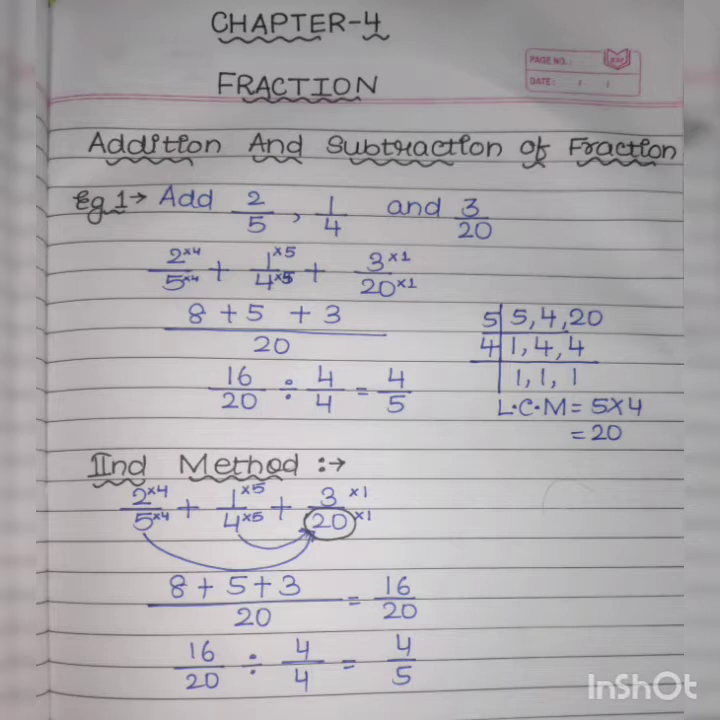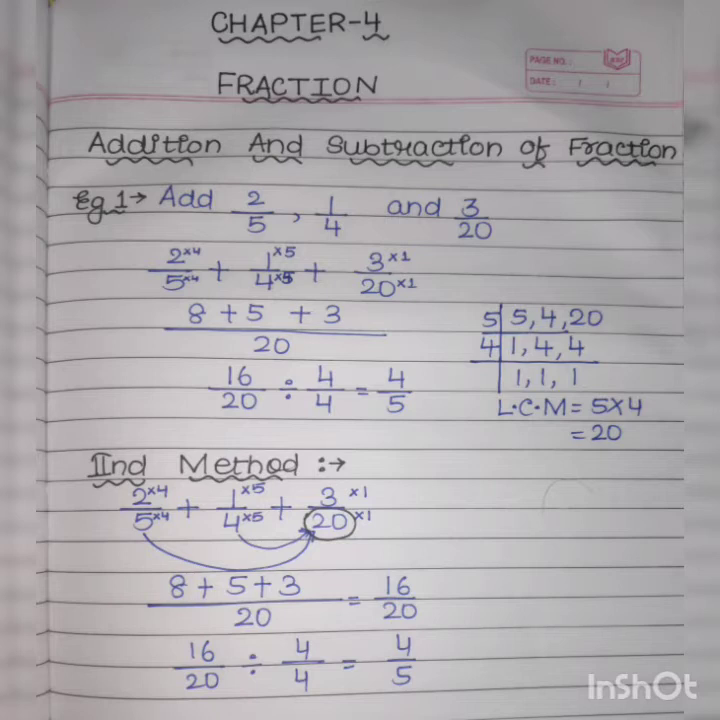So first write down the question with a plus sign, or with an addition sign. The next step is to make the denominator same. Here students, the denominators are different. The denominators are 5, 4 and 20. So the first step is to make the denominators same. So for making the denominator same, we have to take out the LCM of the denominators.